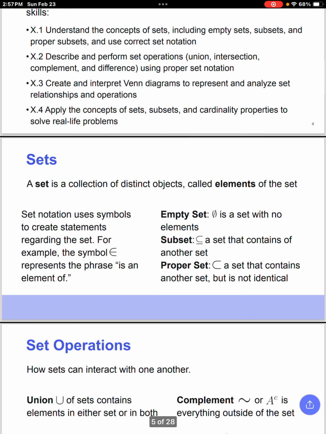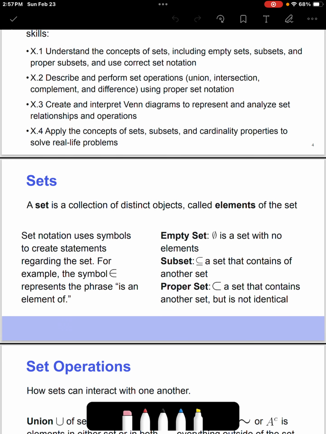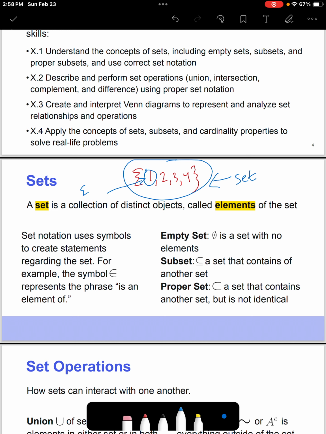So when we deal with sets, a set is a collection of distinct objects called elements. So you need to understand what a set is, and you need to understand what an element is. An example of a set is something like this: 1, 2, 3, 4. That's a set of 4 numbers, and each number is an element. So this is a set. That's a set. And these in here, that is an element.